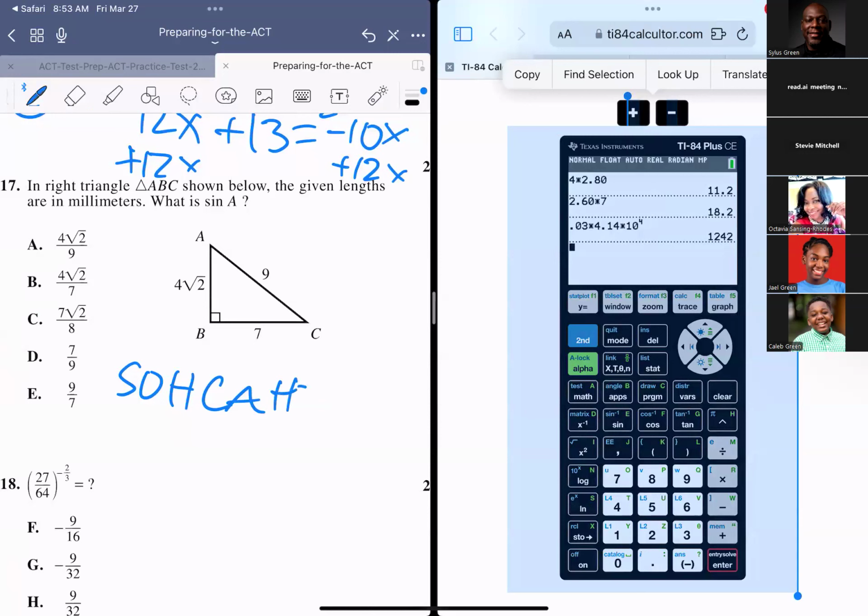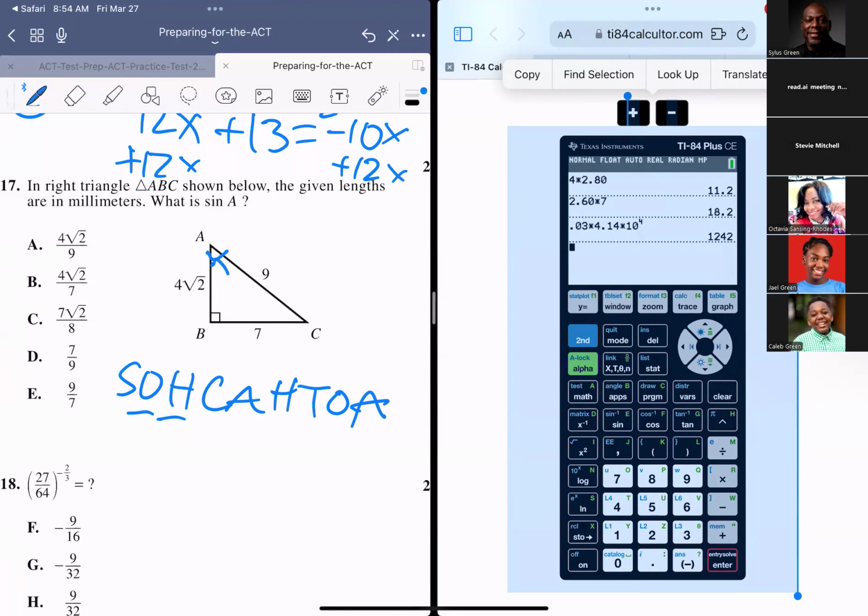SOHCAHTOA, so the trig ratios, I guess. So what is sine? Sine is opposite over hypotenuse. So it says sine of A. So we have to make sure we're doing this from the perspective of A.